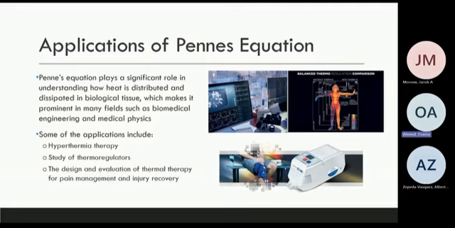Beyond hyperthermia, this equation is also critical for studying thermoregulation in humans, how the body maintains its temperature balance under various conditions. Additionally, it also plays a role in developing thermal therapies for pain management and injury recovery. Nowadays, engineers and medical professionals rely on Pennes' equation to create devices that deliver precise heating for therapeutic processes. Through these applications, Pennes' equation serves as a bridge between theoretical science and practical medical innovations in the modern world.